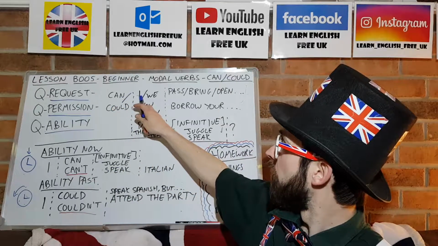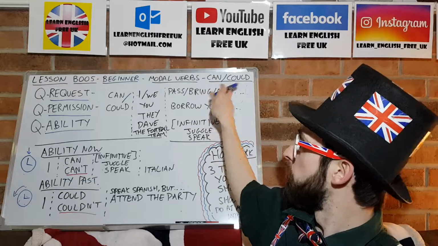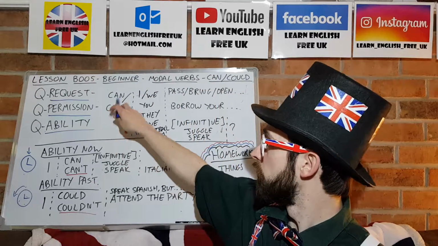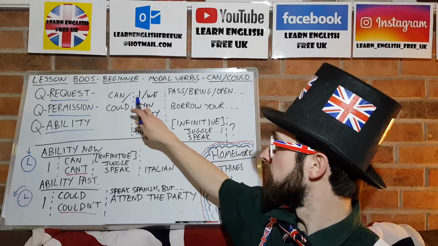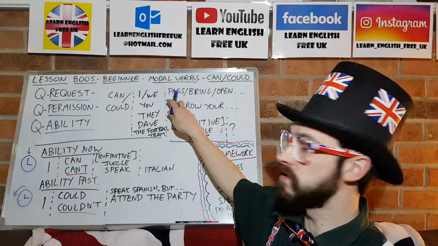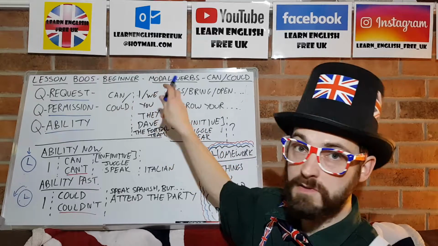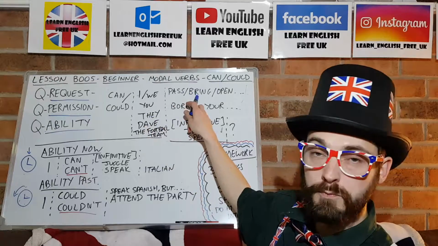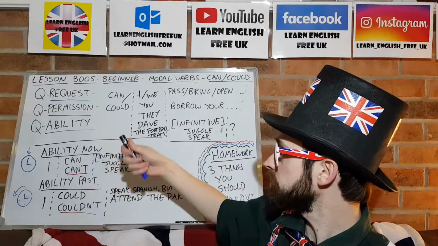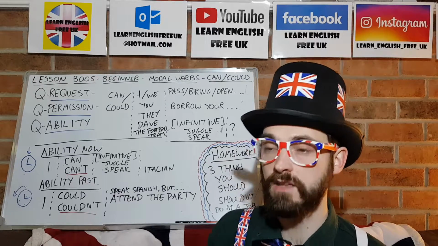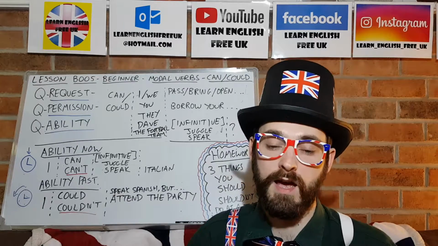Can I open the door? Could I open the door? You can use these interchangeably. Can you pass me the butter? Could you pass me the butter? It's the same. Can they bring their homework? So that's request. A request. Can you do something? Can they do something? Can I do something?